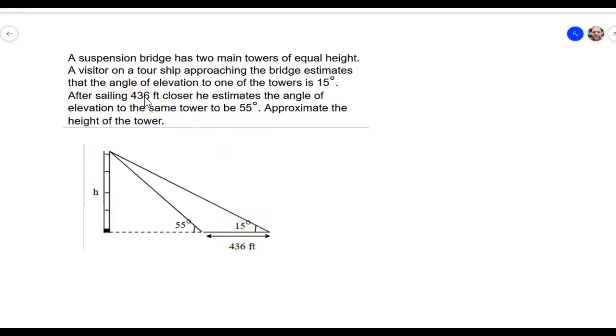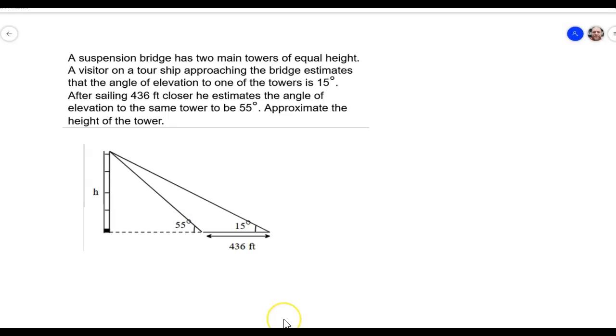After sailing 436 feet closer, so that's the 436 feet closer, he estimates the angle of elevation, so the angle above that horizontal line, to the same tower to be 55 degrees. Approximate the height of the tower. So this problem is a pretty good one to work on. It's going to take quite a bit of work, so let's go ahead and get started here.